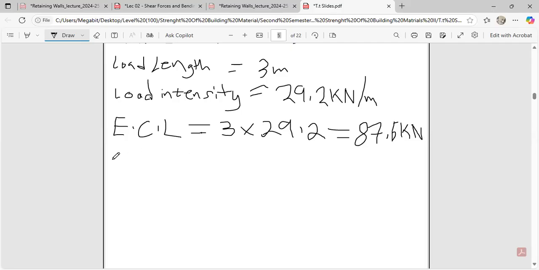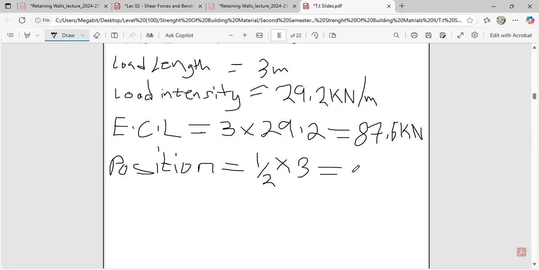Then you come to the position. So the position over here is going to be just half times L. So our half times the length, which is 3, is going to give us 1.5 meters. Please, anyone having any question to ask so far before we tackle the last aspect?